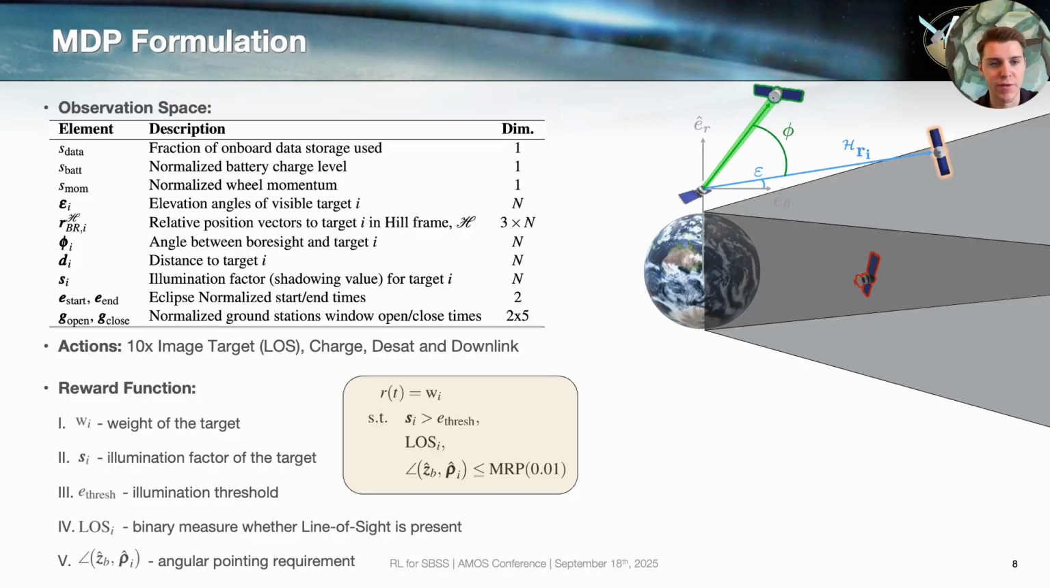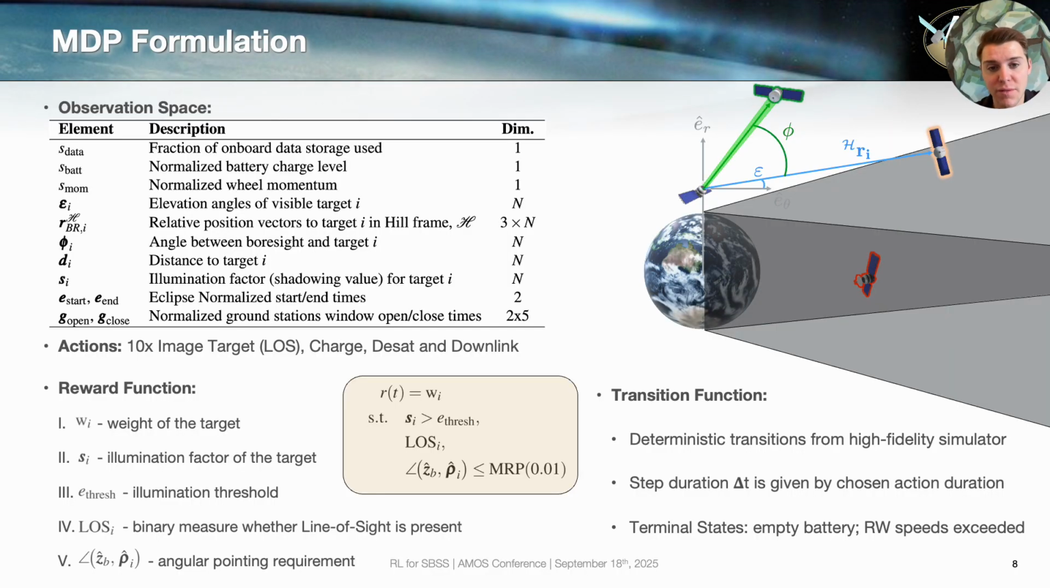The reward function is very simple, where you get a reward correlated to the weight or priority of the target that you're imaging, subject to constraints: the illumination of the target has to be higher than the threshold, there must be line of sight at the time that you're pointing to the target, and lastly a pointing error constraint, where you need to be within 0.01 modified Rodrigues parameters of angular error, such that you consider it a successful image.